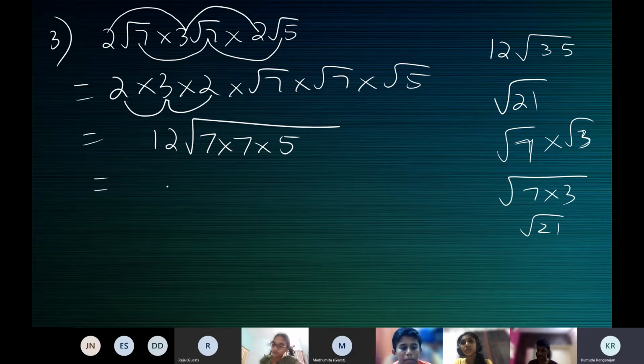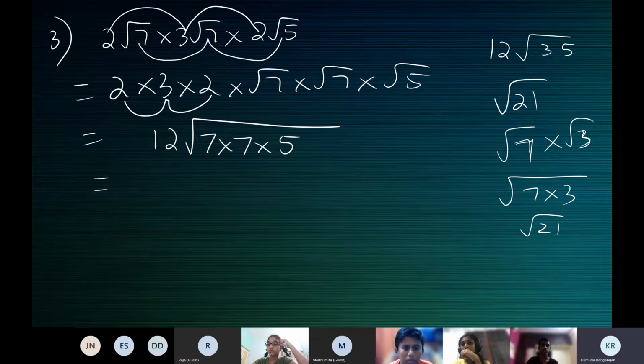Now what will be the next step? Tell me. 12 root 225. 12 root 245, ma'am. Think of something else, children. Think of something else. Go down to 8th standard. 49 into 5.